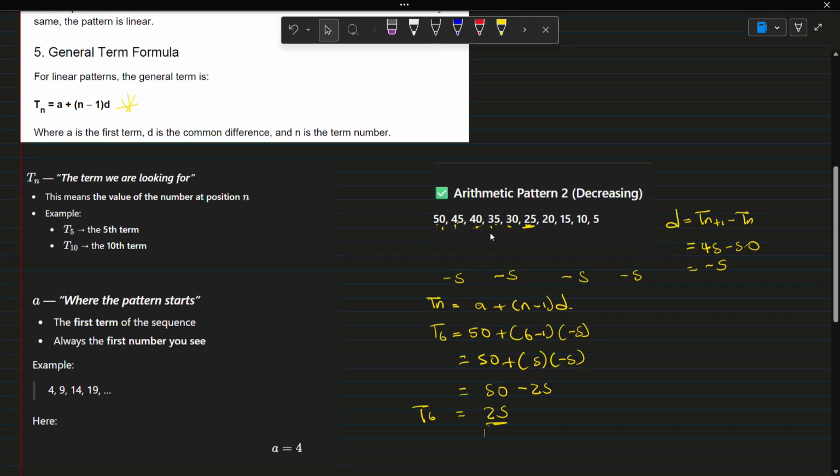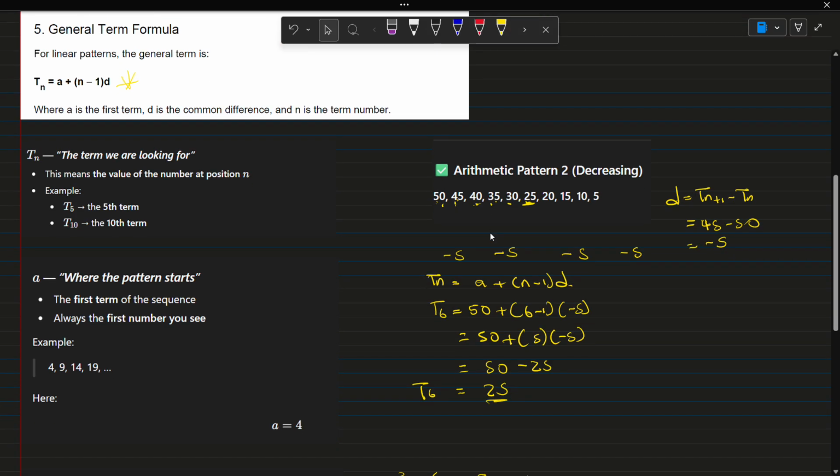So guys, this is the first lesson. In the next lesson, we're going to learn how to use the general formula more, and how to find it when you're only given the sequence. Thank you.